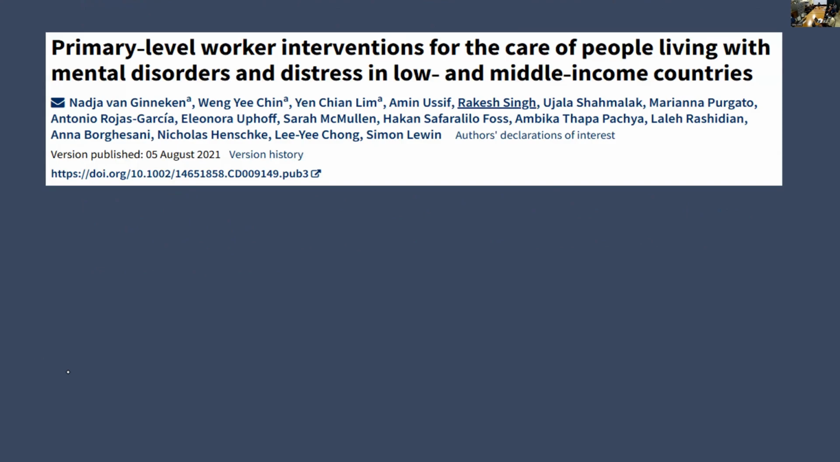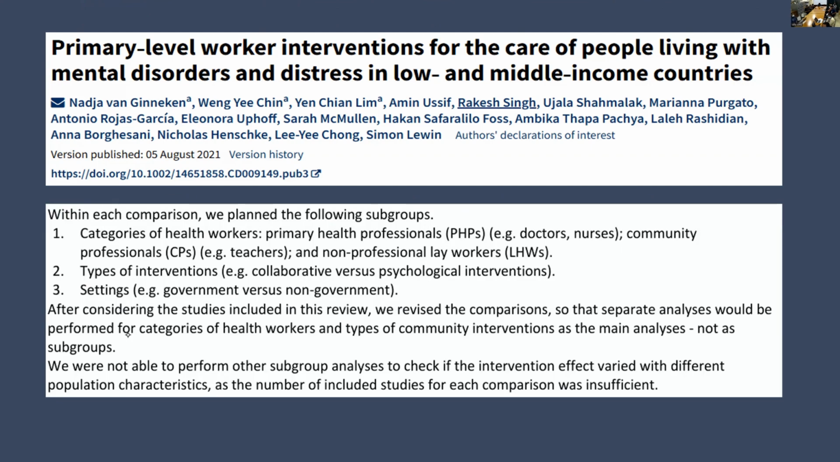Take "Primary level worker interventions for the care of people living with mental disorders and distress." Within each group, we had planned the following: categories of healthcare workers, primary healthcare professionals, types of intervention settings. After considering the studies included in this review, we revised the comparisons. This was not as planned. So separate analyses would be made for categories of healthcare workers and types of community interventions. Here they had put them all together; he split them. Healthcare and community was together, but now he split them.